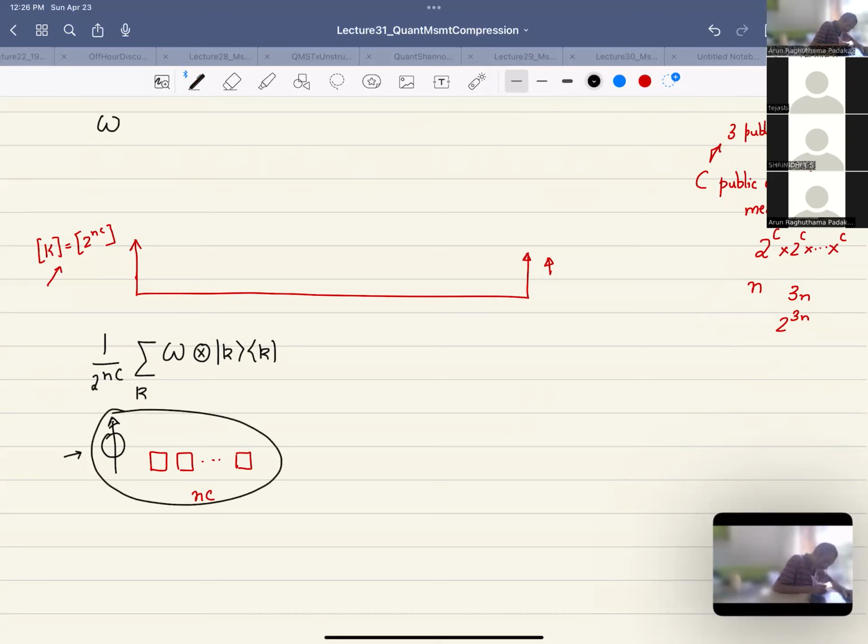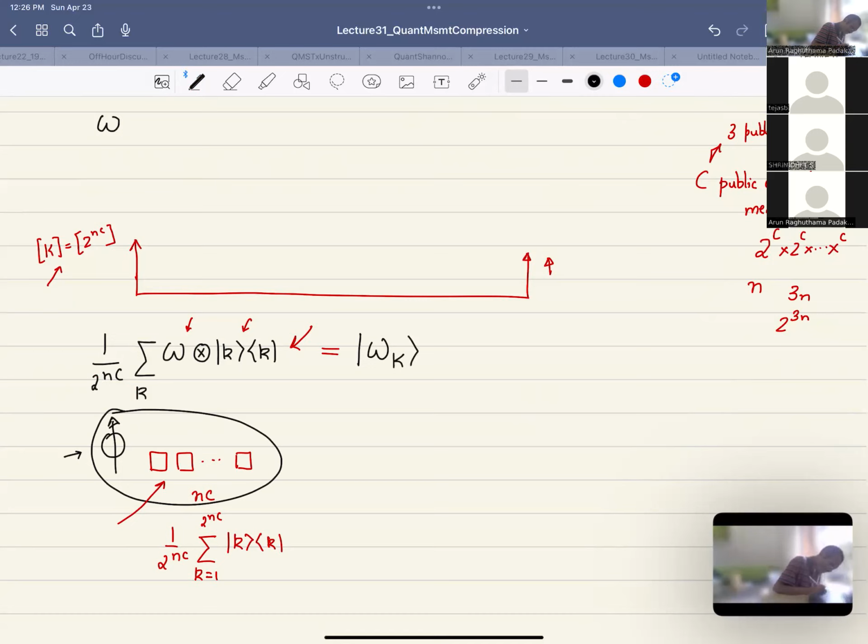Well, the public coins are independent of the state. So what is the distribution of these public coins? Well, it is just 2 power NC outcomes, each with probability 1 by 2 power NC. It remains in state k, so k equal to 1 to 2 power NC with this probability. So I'm just coupling the two. That's all I'm doing. That is the state on which you will do your simulation.